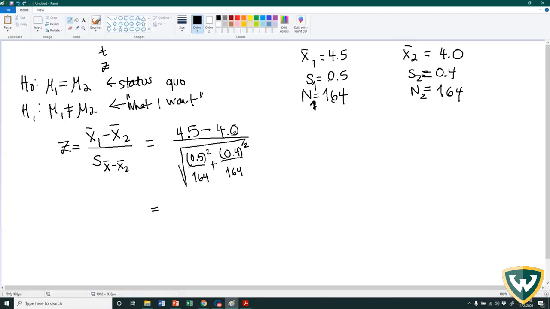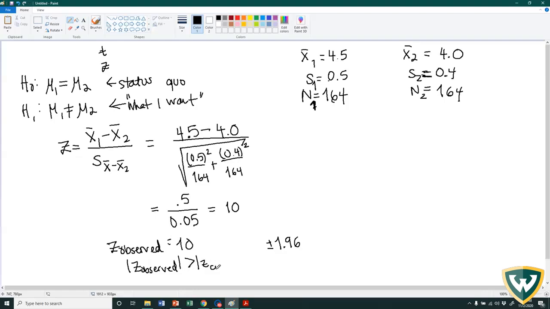So then we go ahead and calculate this. 4.5 minus 4.0 is 0.5. And then this beast over here calculates to be the square root of 0.0025. You take that square root and that equals 0.05. So 0.5 divided by 0.05 equals 10. So our observed z-test value is equal to 10. And our z-critical is plus or minus 1.96, right? So our z observed is larger than our z-critical because 10 is greater than 1.96.